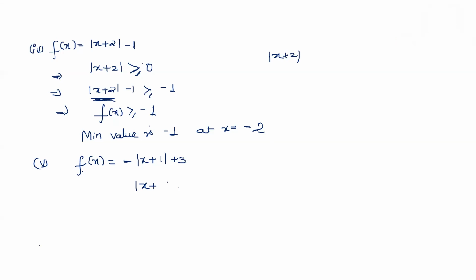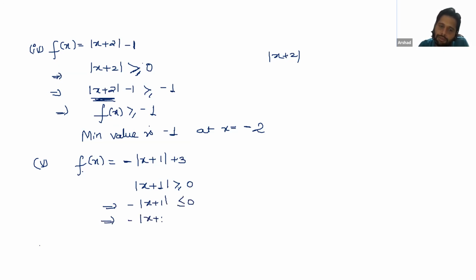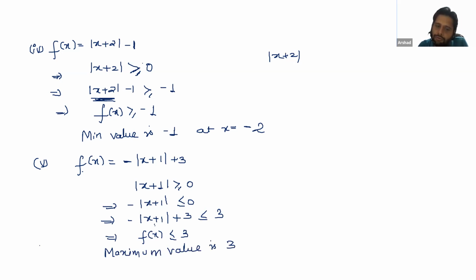Okay, you're welcome. So just do it in the same way. This mod x plus 1 is greater than or equal to 0. Multiply this with a negative, so the sign will change. Add 3. So you will get minus mod x plus 1 plus 3 less than or equal to 3. This is f(x). So f(x) is less than or equal to 3. So here we have a maximum value. The maximum value is 3. Very good, Zed. And when will we get 3? When this will be 0.